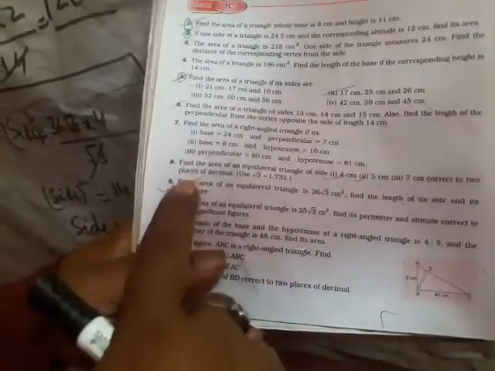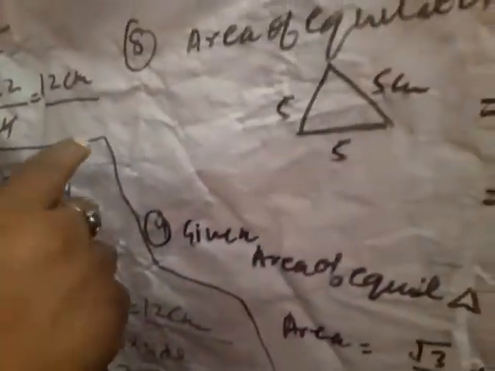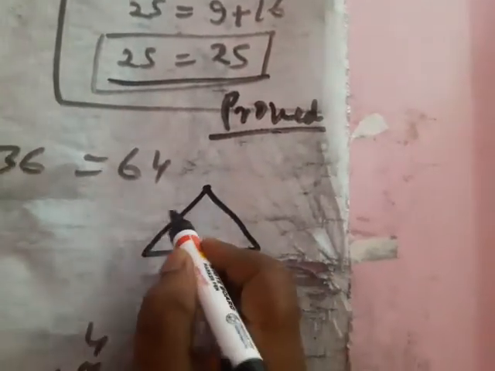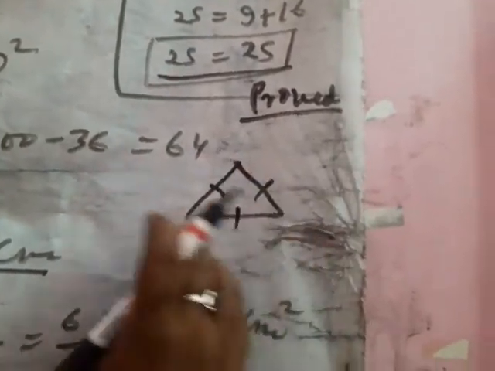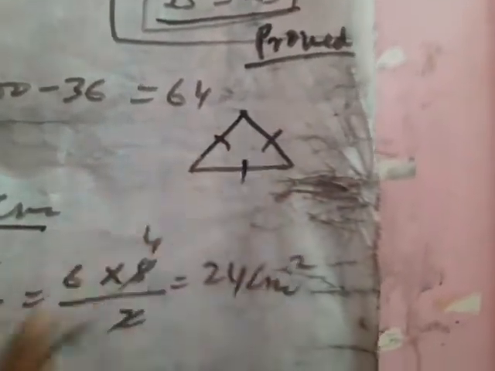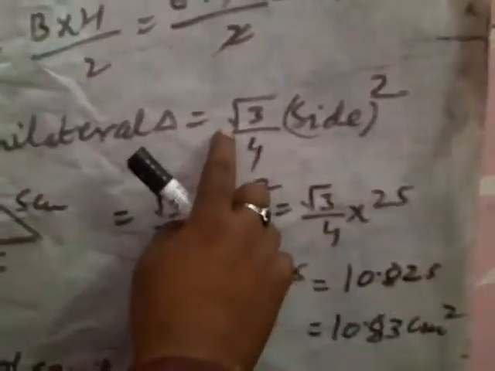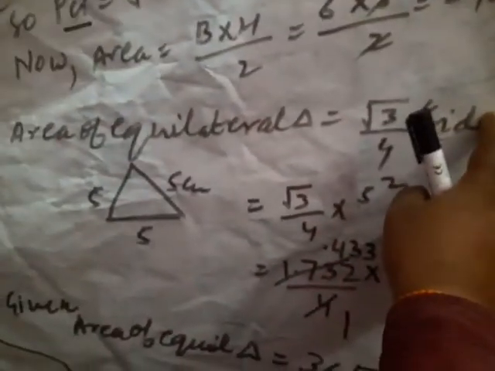Now come to question number 8. Find the area of an equilateral triangle of side. There are three parts: first, second, third. First of all, you have to know what an equilateral triangle is. This is our equilateral triangle. A triangle in which all sides are equal is called an equilateral triangle. Area of equilateral triangle formula is this: square root 3 upon 4 into side square. This is the formula of area of equilateral triangle.